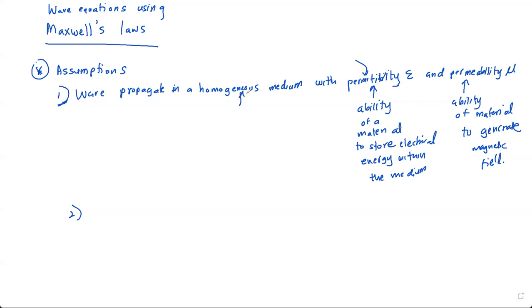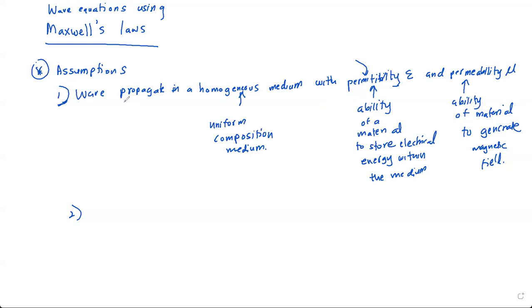Apart from that, the homogeneous medium. What do we mean by homogeneous? Homogeneous means it has uniform composition all throughout the medium. So we are going to consider a scenario where a wave is propagating in this homogeneous medium with permittivity epsilon and permeability mu.